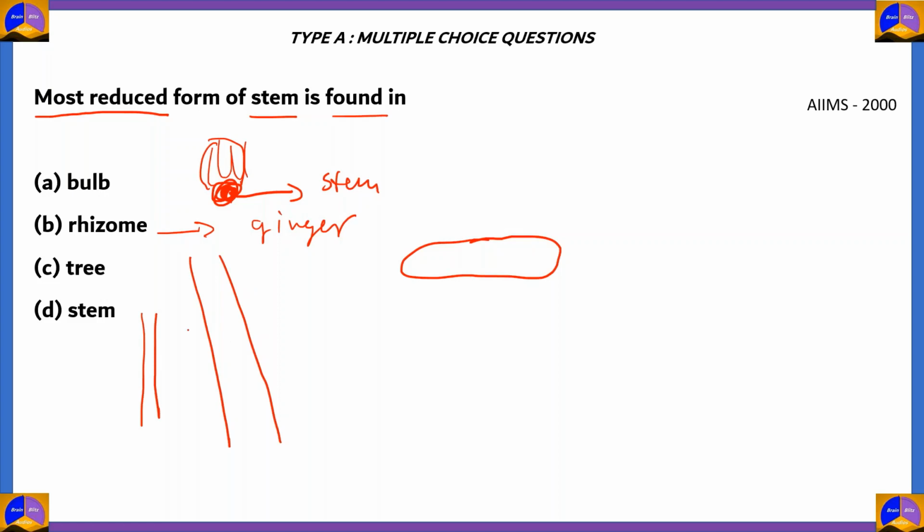Now, if you look at our options, you'll find that option A would be the most reduced form of stem. So bulb is the right answer. Rhizome, tree, and stem are all incorrect because they are very long, while bulb is the most reduced form among these. So this is a sort of comparative answer. Plants that have bulbs include onion, garlic, and other plants.